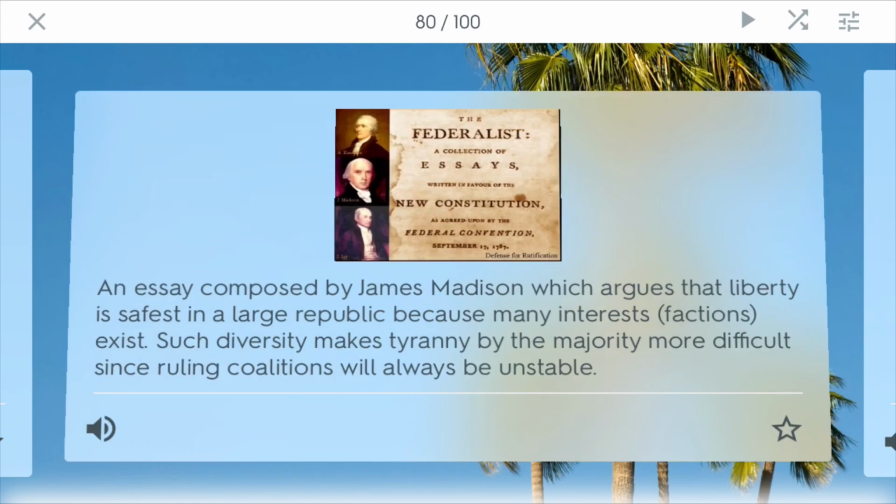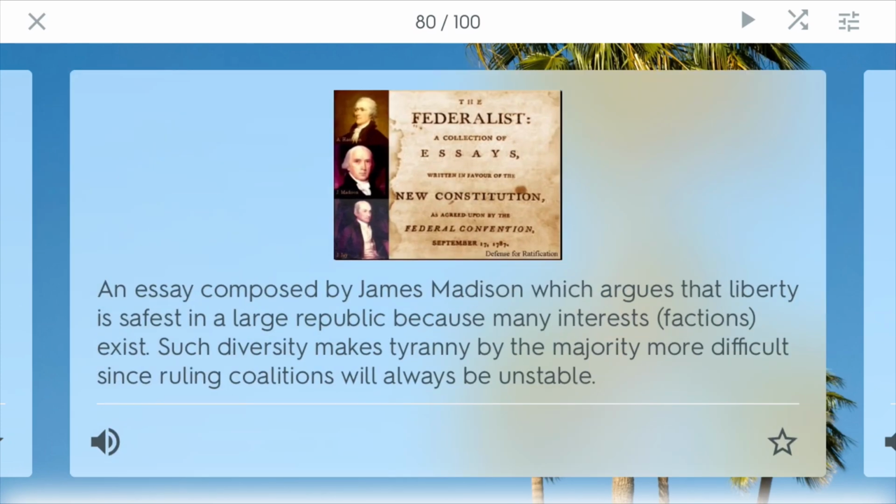Federalist No. 10 was an essay composed by James Madison which argues that liberty is safest in a large republic because of the many interests, what we know as factions, when they exist. It promotes a diversity of factions to work against each other, making tyrannies impossible. Of course, we don't really see this anymore because there are some very strong and dominant interest groups today.